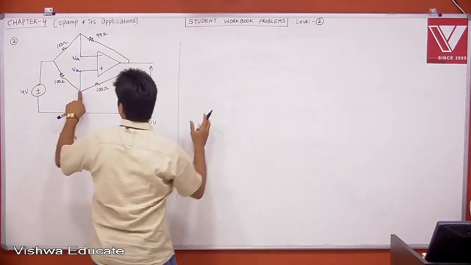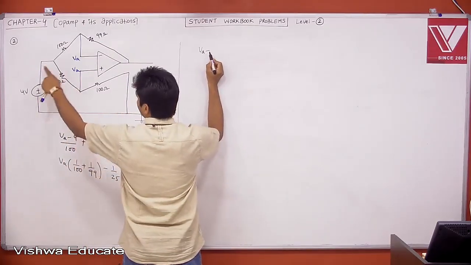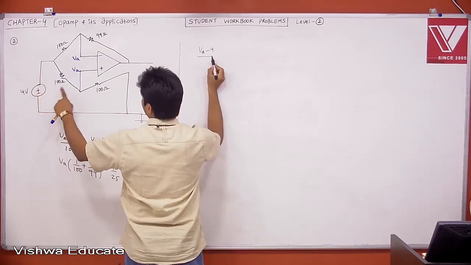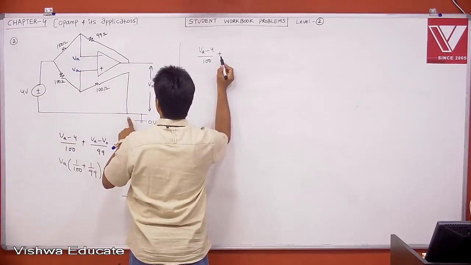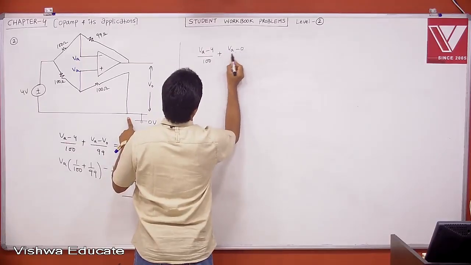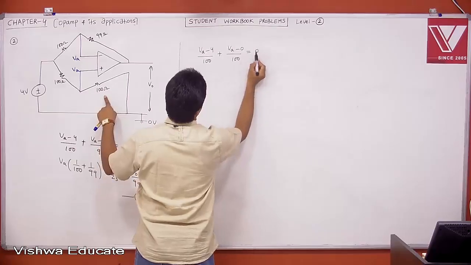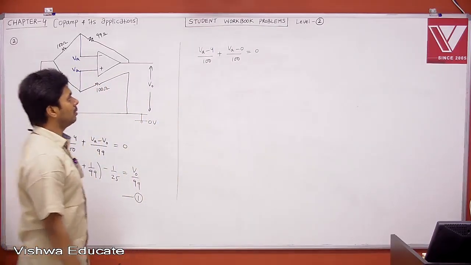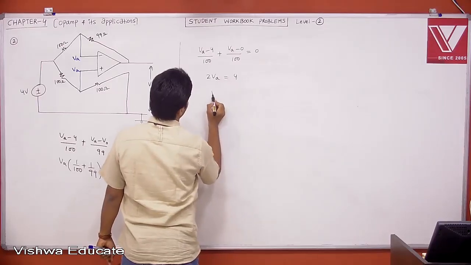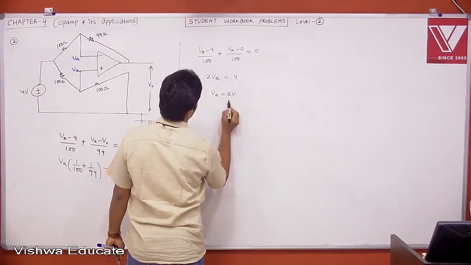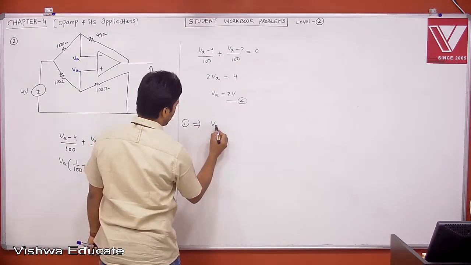What is that? VA minus 4 divided by 100 ohm plus VA minus 0, that is your reference, VA minus 0 divided by 100 is equal to 0. 100 will be cancelled. Then 2 VA is equal to 4. Then VA is equal to 2 volt. Equation 2. Therefore, what is your V0 by 99?